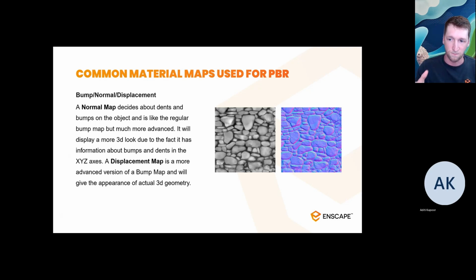So normal maps are great for smaller surface imperfections, some bumps and dents. But when we want to give some actual illusion, for some tile or some stone walls or something like that, that's where we can use the displacement map to give the illusion that there's actual 3D geometry there. So we're going to look at those later.